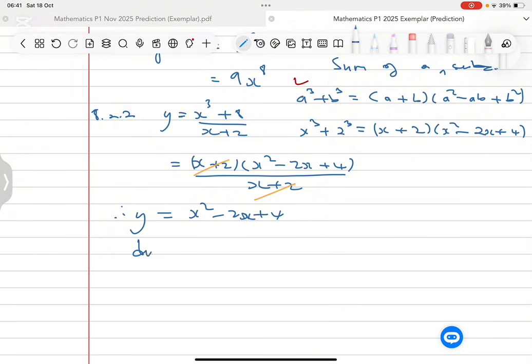So our derivative, dy dx, is equal to 2x minus 2, because the derivative of a constant is just a 0 there.